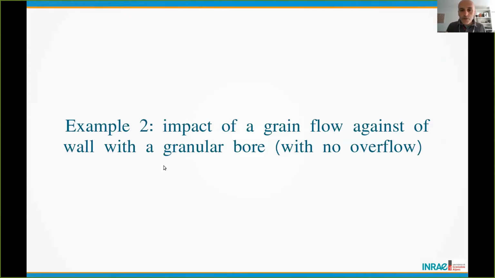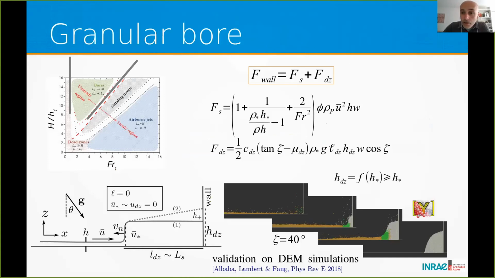Such an approach can be also developed for other types of interaction. And here I show a second example. So this is the impact of a grain flow against a wall with a granular bore, so a propagating jump that develops upstream of the wall with no overflow downstream. So here again, I go to the phase diagram. So the Froude number is very high. I have supercritical condition. And the height of the wall is infinite. So I have a very high wall that prevents overflow downstream. So I'm somewhere here in the green area.